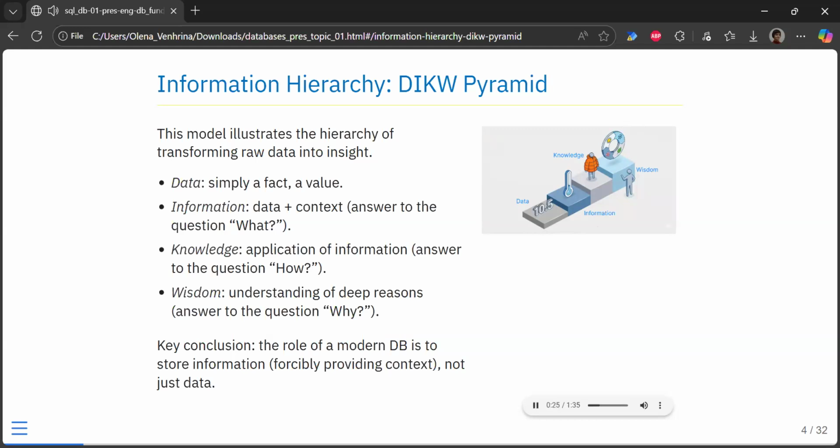It is no longer just 10.5. It is, the temperature is 10.5 degrees Celsius. The next level is knowledge. It answers the question, how? How can I use this? If the temperature is 10.5 degrees Celsius, one should wear a jacket. This is already information applied in practice. And at the top of the pyramid is wisdom. It answers the fundamental question, why?